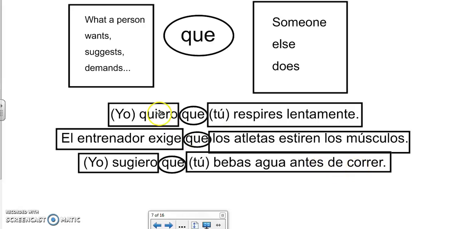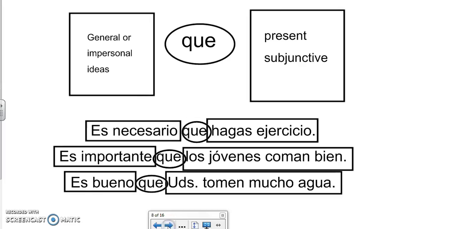So here in the main clause, you see that the verbs are in the present indicative. They're connected by que. And here in the subordinate clause, we see the verbs in the subjunctive, the present subjunctive. Another time that we see the subjunctive is in the main clause. We see general or impersonal ideas, a que connector, and then the present subjunctive in the subordinate clause.